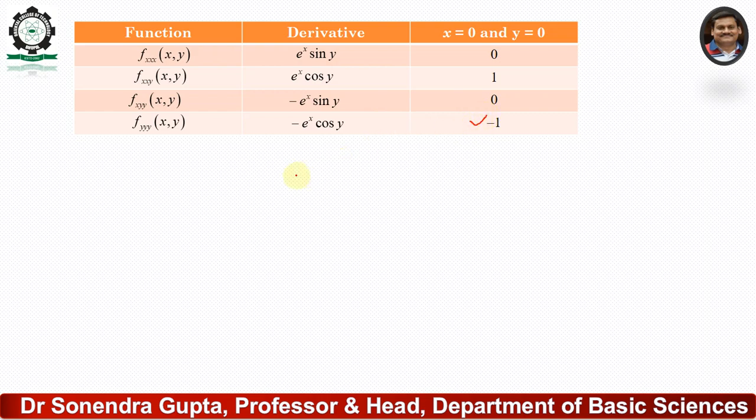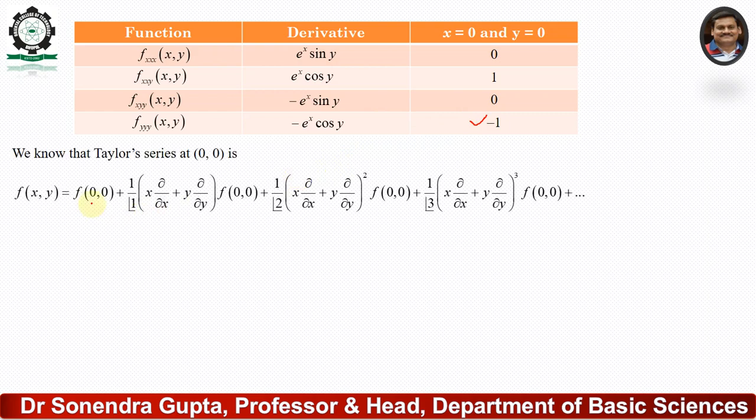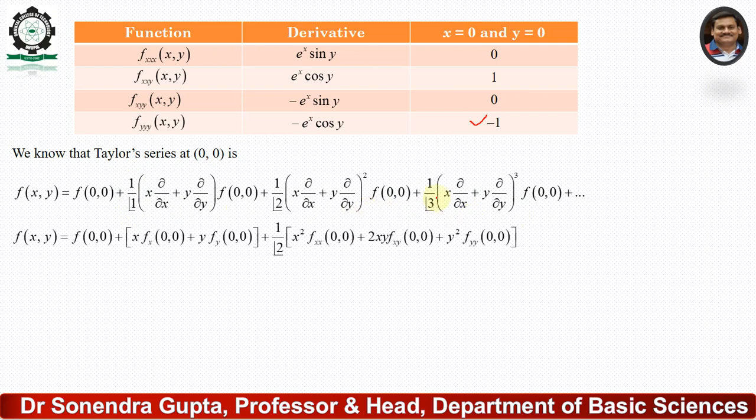Now we know Taylor's theorem at the point (0, 0): we have f(0, 0) + 1/1! [x f_x(0, 0) + y f_y(0, 0)], and so on. Then the 1/3! term expands, and we get x³ f_xxx, and so on.